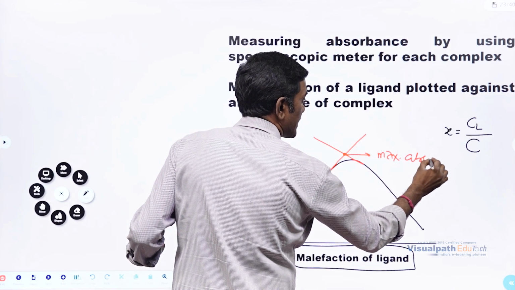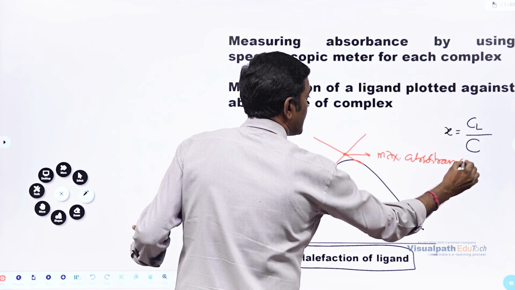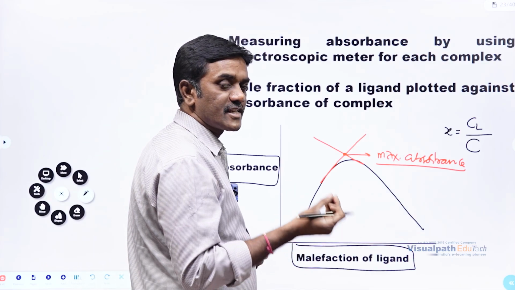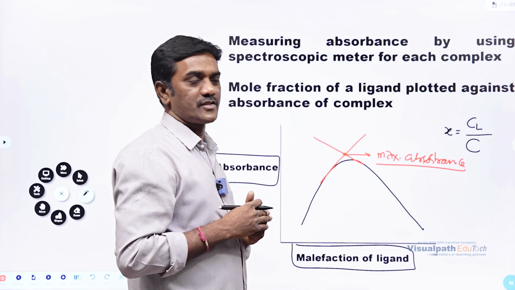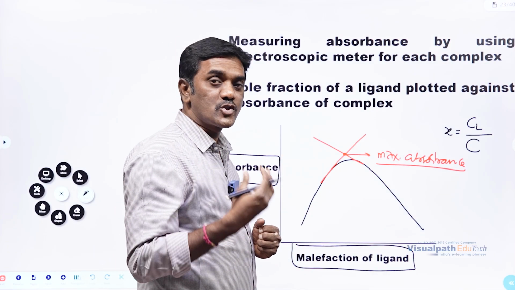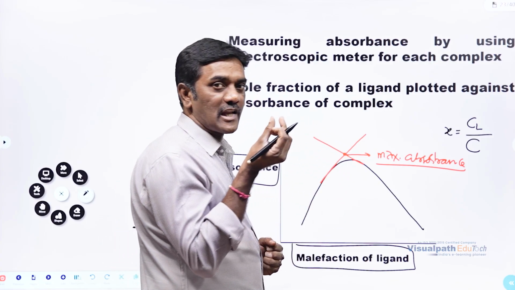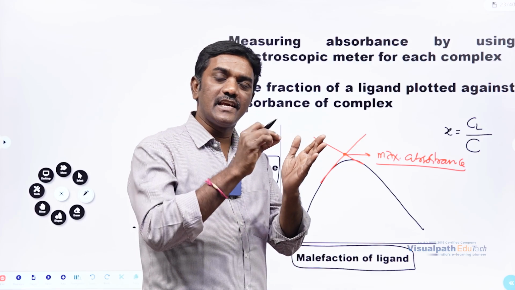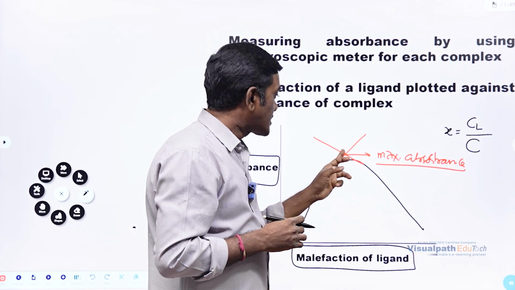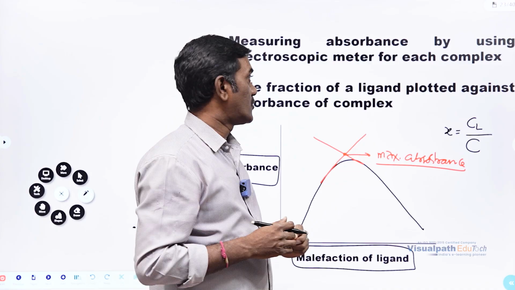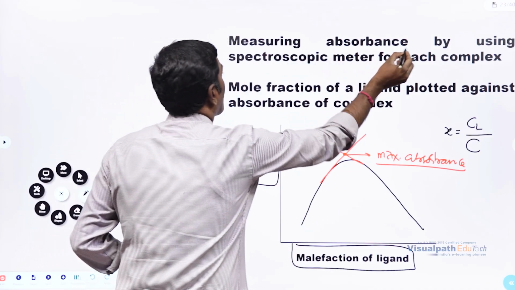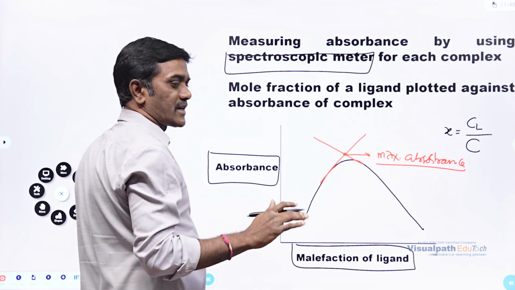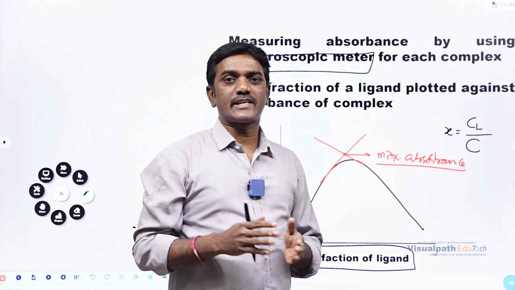This maximum absorbance is the place where the ligand is forming a complex with exact composition. That is going to give us the composition, the n value. The n value, that is how many ligands are exactly attaching to the metal, can be understood from this maximum absorbance value. Here we measure the absorbance using a spectroscopic meter, because without doing this experiment we cannot get these values. This is a practical experiment.